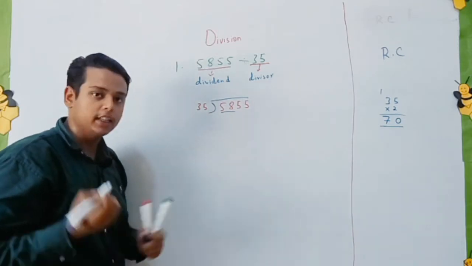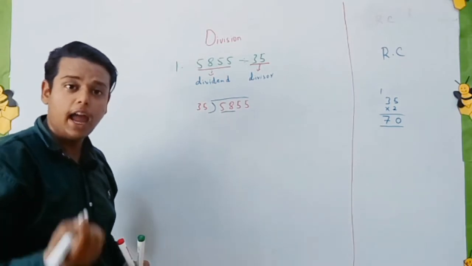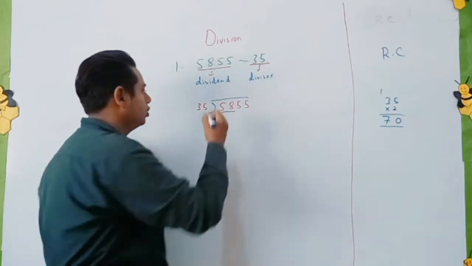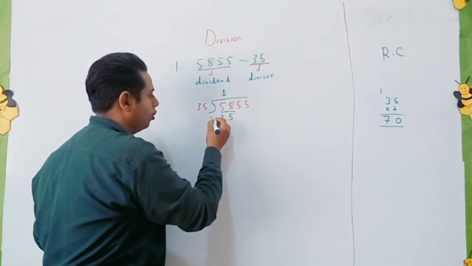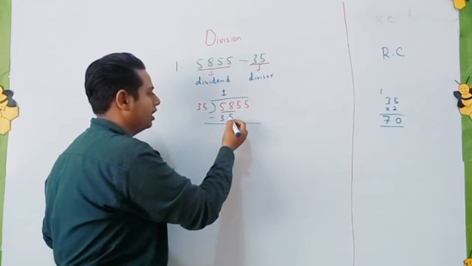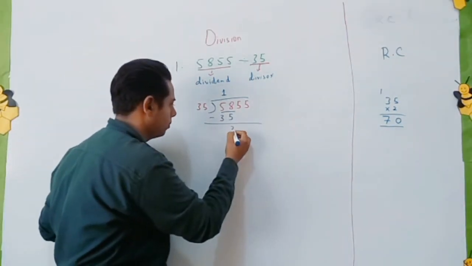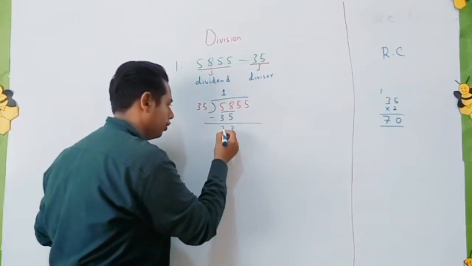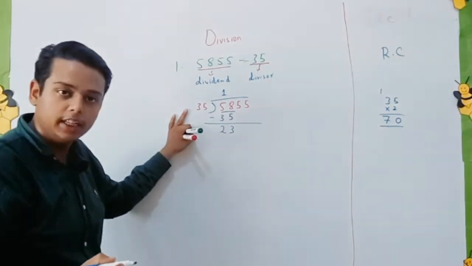So what will I get? 35 ones are 35. Obviously whenever we multiply any number with 1, we will get the same answer. So 35 ones are 35. Now you need to subtract it. What do you have to do? Subtraction. 8 minus 5, how much will be remaining? 3. 5 minus 3, how much will be remaining? 2. 23 is there. Now 23 is smaller than 35.